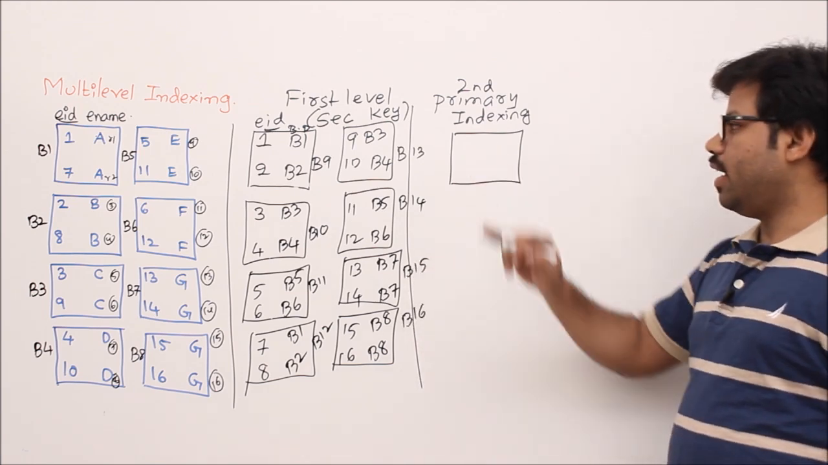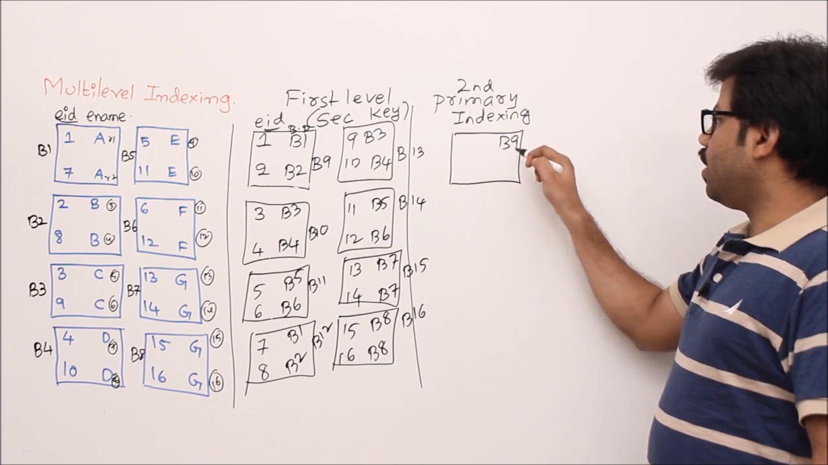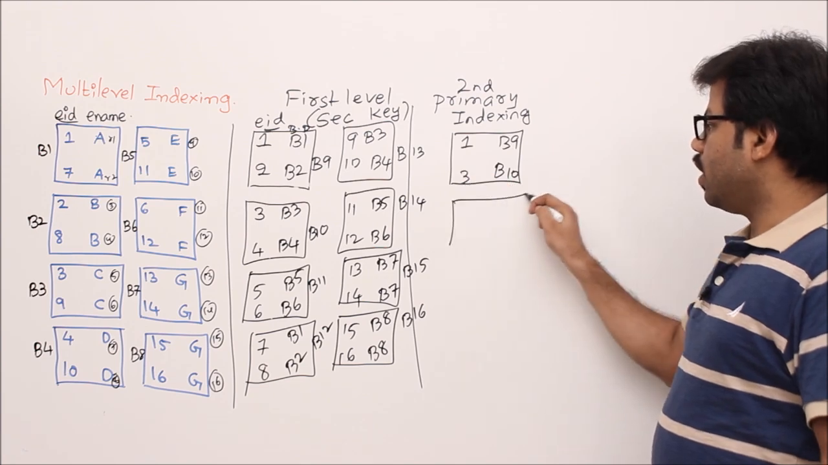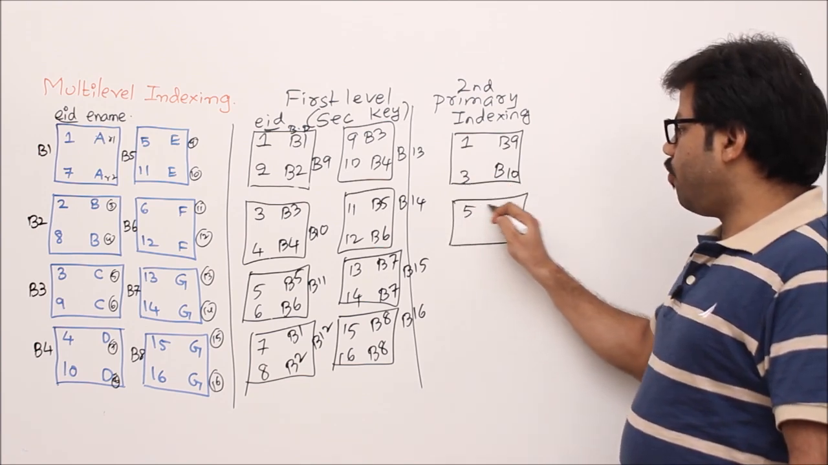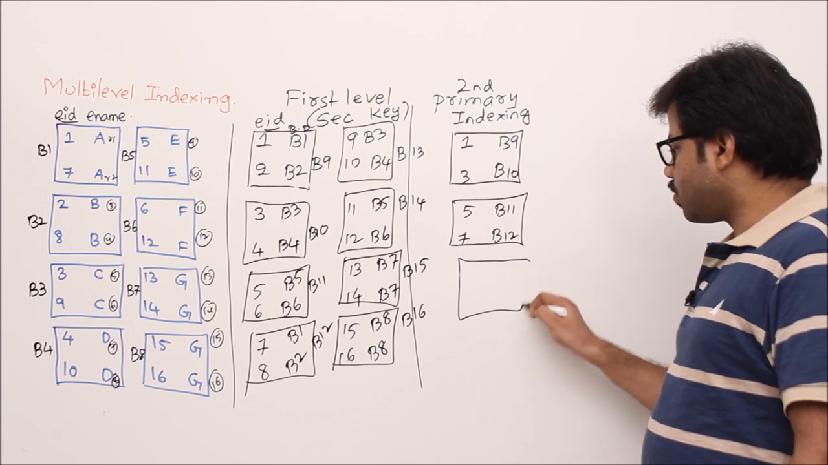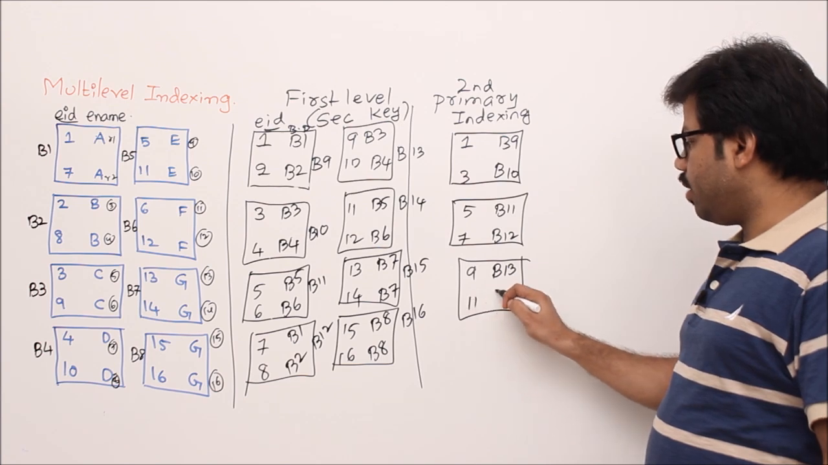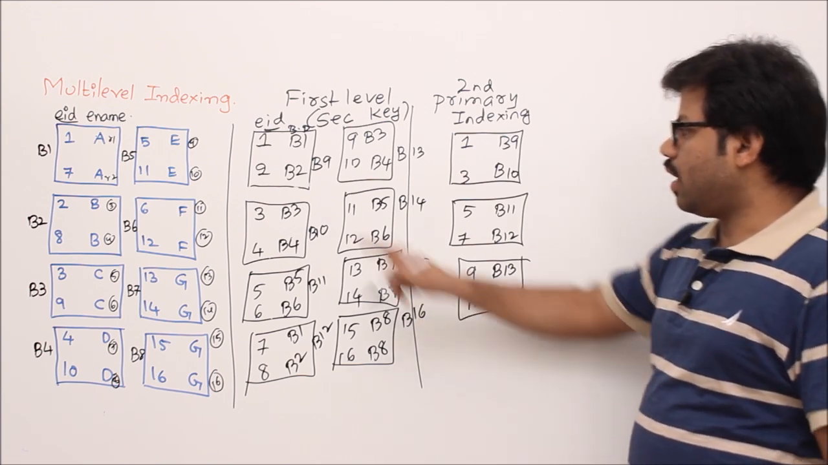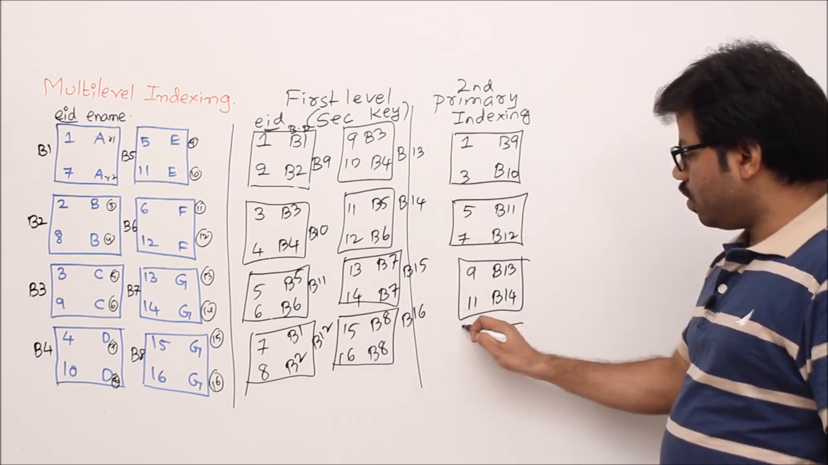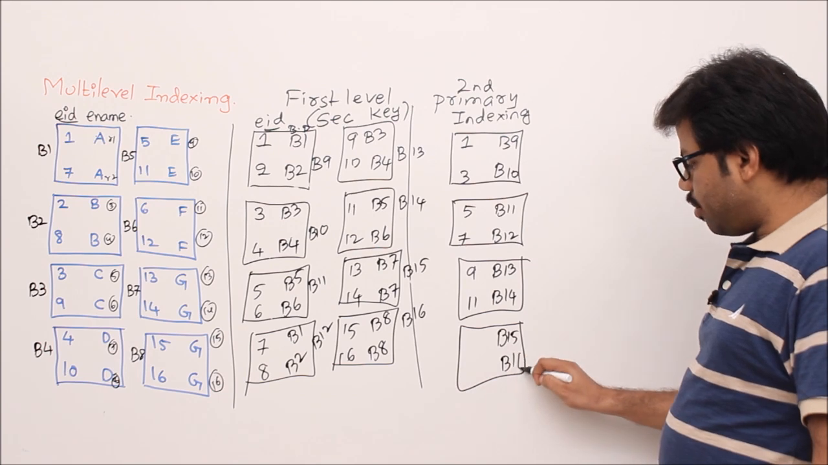Let's add the entries in the indexing file, second level. First of all, this block B9, in B9 what is the first record? 1. In B10 what is first? 3, in that way. In B11 it is 5, right? 5 B11 and 7 B12. Then 9 would be B13 and 11 will be B14, in that way, and one more, 15 and 16. B15 one entry, B16. That is primary indexing.